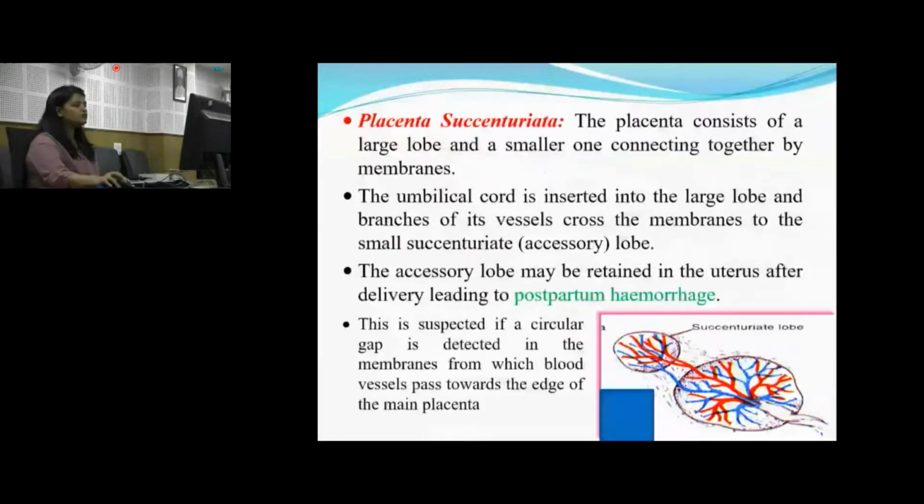Now, when one of the lobes is very small, then it is placenta succenturiata. So there is a larger lobe and then a smaller lobe, and there are connecting vessels. These vessels, when they lie over the internal os, will give rise to vasa previa. The umbilical cord is inserted into the larger lobe, and it branches its vessels across the membrane to the smaller lobe. The accessory lobe may be retained in the uterus after delivery, and this may lead to PPH. This should be suspected if a circular gap is detected in the membranes from which blood vessels pass toward the edge of the main placenta.